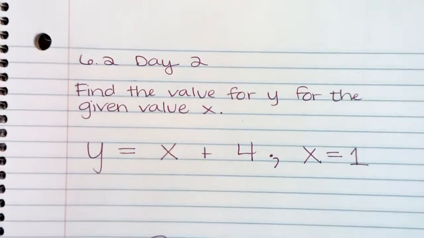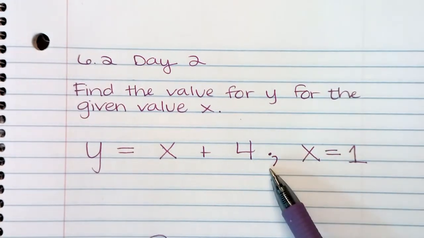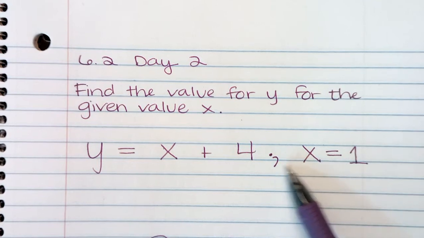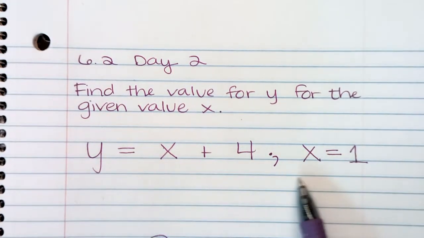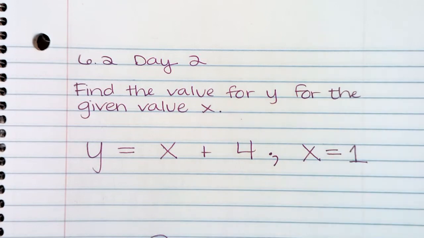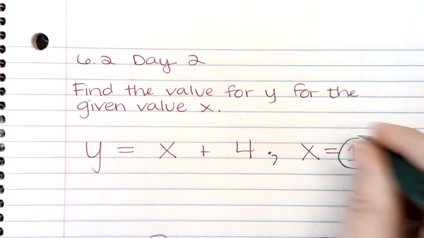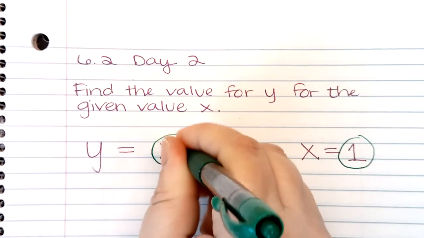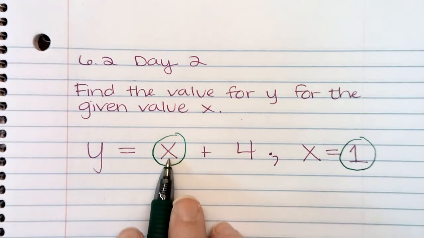Y equals x plus 4. And then there'll be either a comma or a semicolon here. This just means when x is 1. So this says y equals x plus 4 when x equals 1. So we're just going to take this value of x and plug it in here for x because x is 1. So we're going to replace it here.